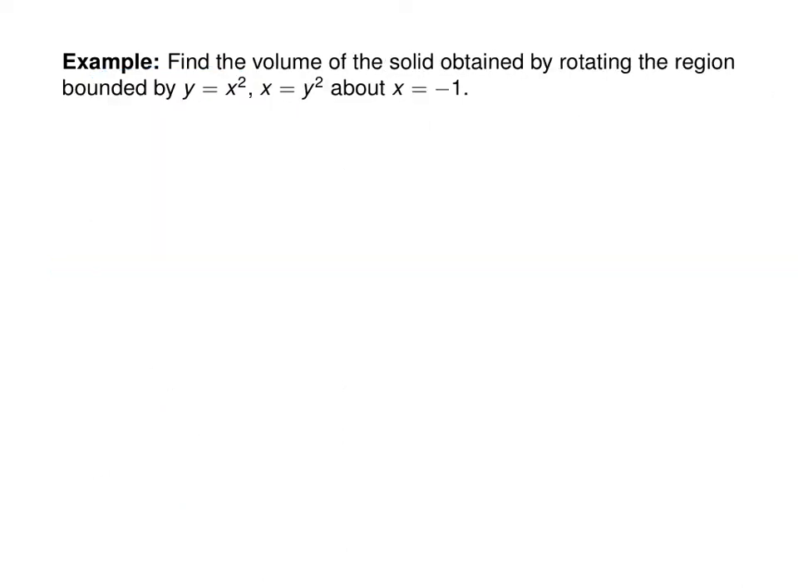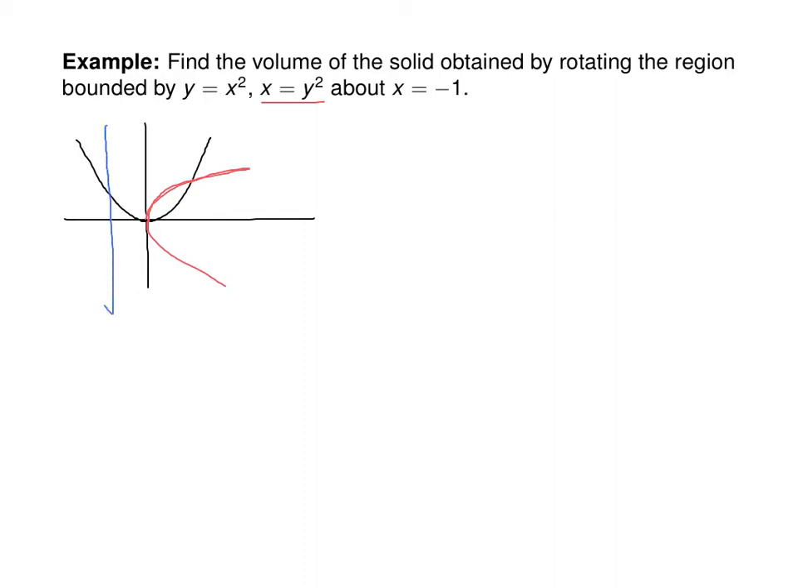Next, let's consider rotation about a vertical line. So we're going to rotate the region bounded by y equals x squared, x equals y squared, about the line x equals -1. So y equals x squared is a regular parabola, x equals y squared is a sideways parabola. We are rotating about the line x equals -1.